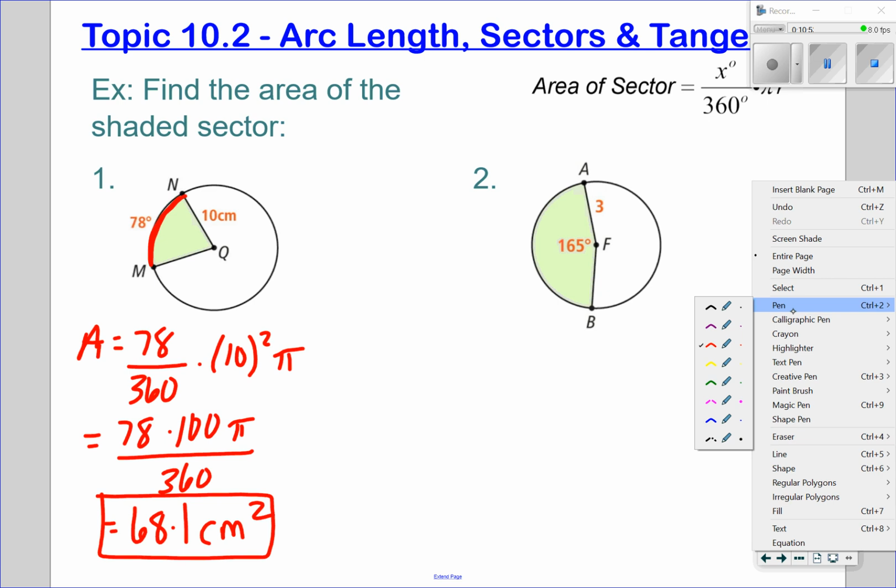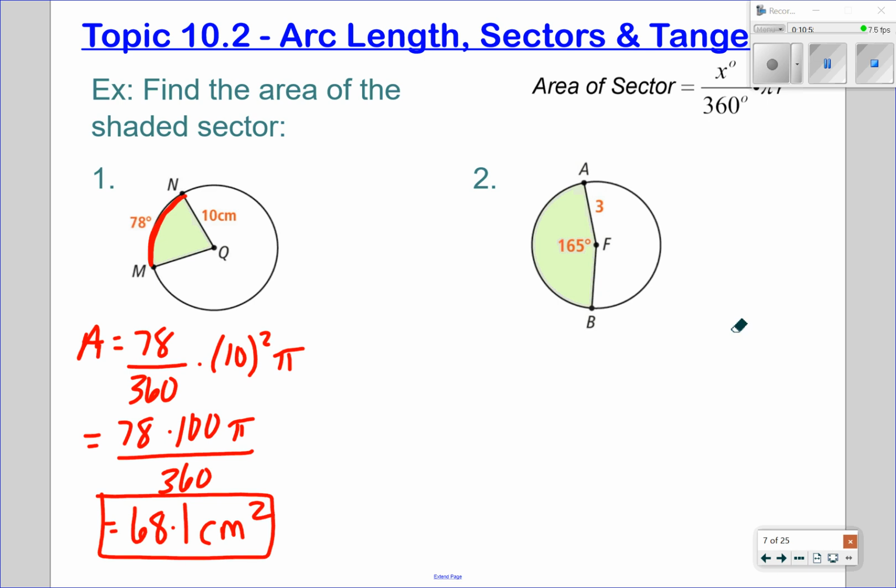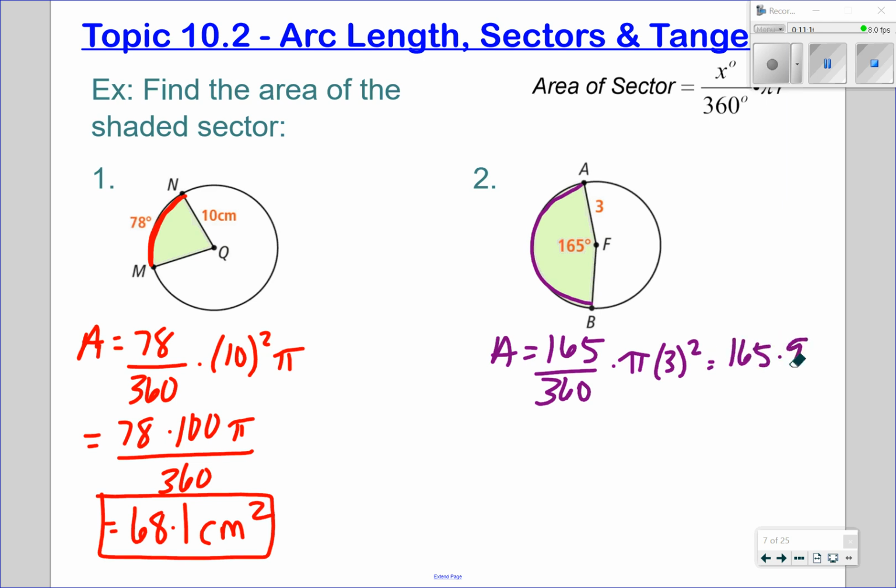Let's go ahead and try this next one. The next one, our shaded region, or our arc measure, is 165. So for our area, we would do 165 over 360 times pi times our radius squared. So this becomes 165 times 9 pi all over 360.